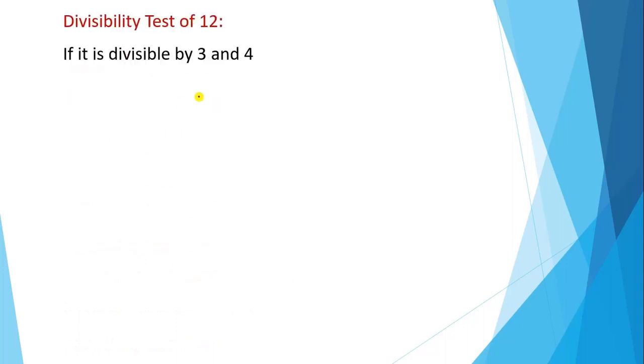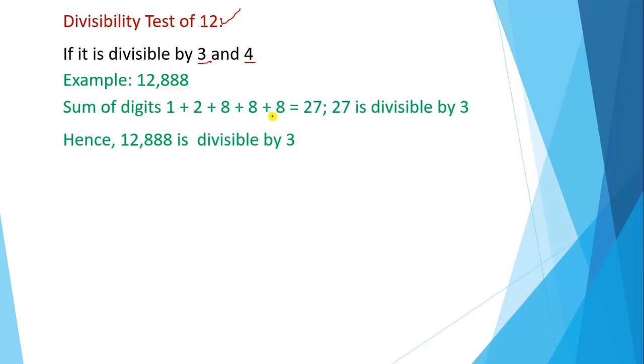So next we have the divisibility test of 12. If the number is divisible by 3 as well as 4, then it is divisible by 12. Look at the example 12,888. First we will apply the divisibility test of 3. The sum of the digits is 27. This 27 is divisible by 3. Hence 12,888 is divisible by 3.